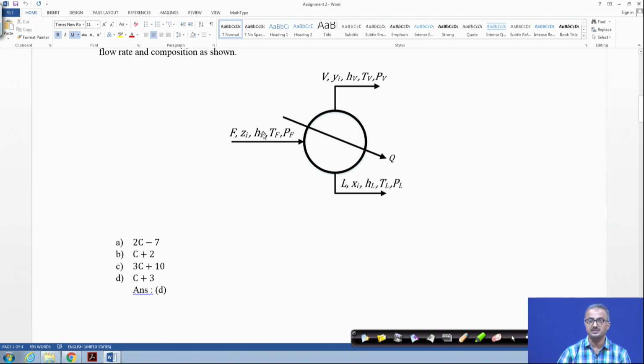Generally, we do not consider the enthalpies in counting the number of variables, because enthalpy is not a direct variable, it is a derived quantity. That means if you know temperature and pressure, which is generally the case, you can find out the value of the enthalpy. So it is dependent, and we do not count this particular variable.